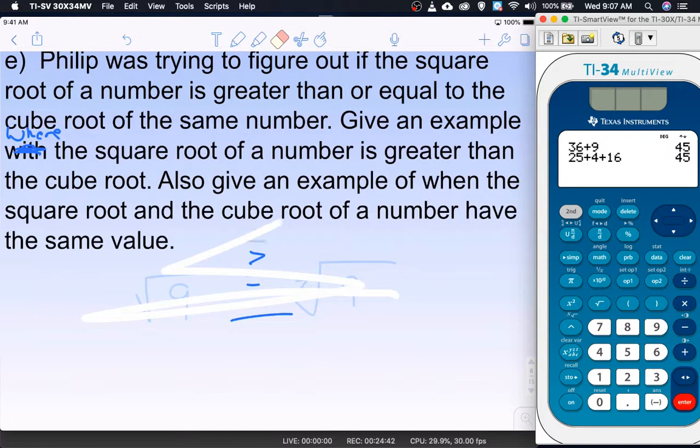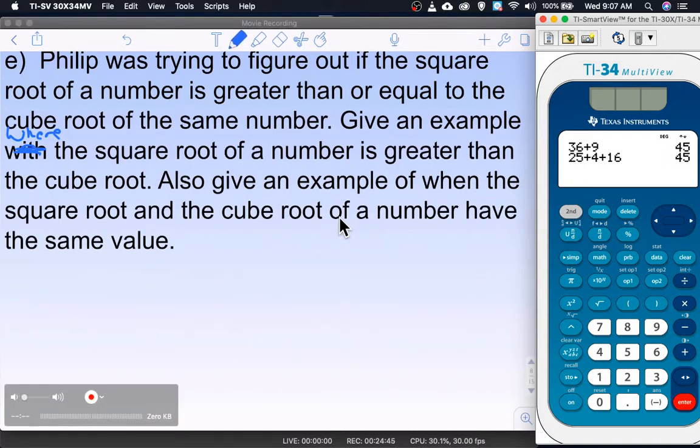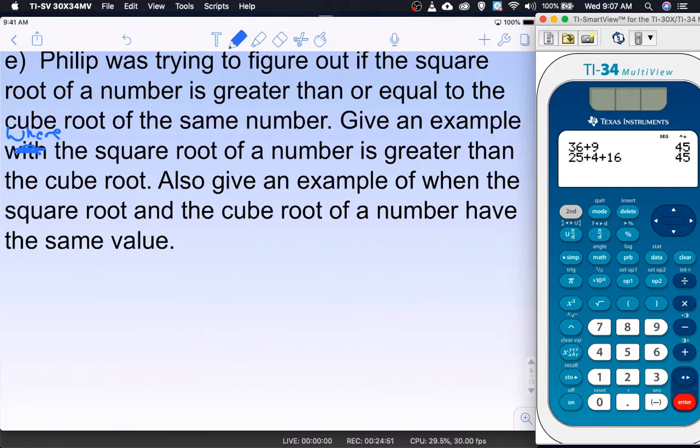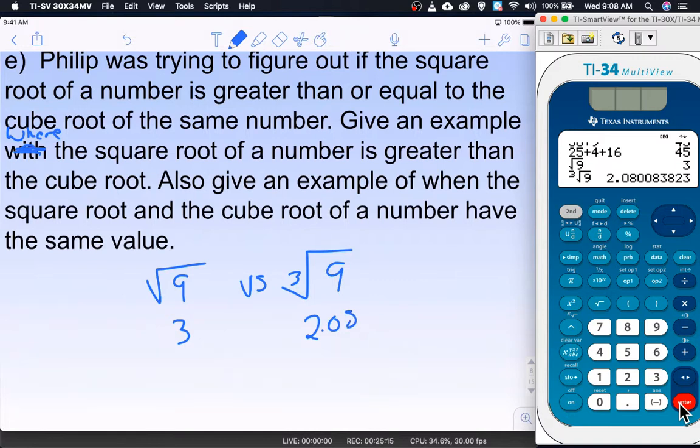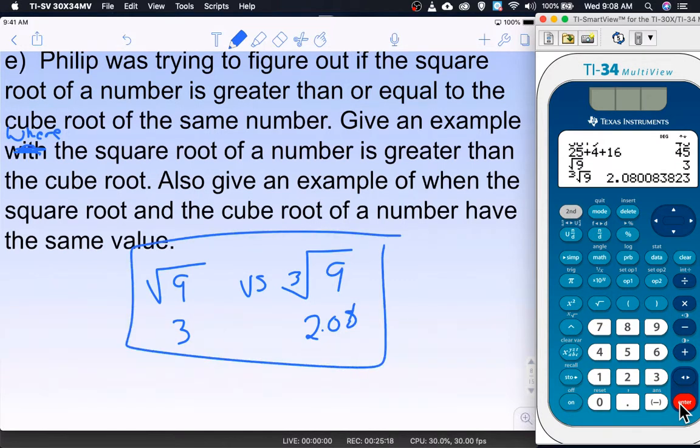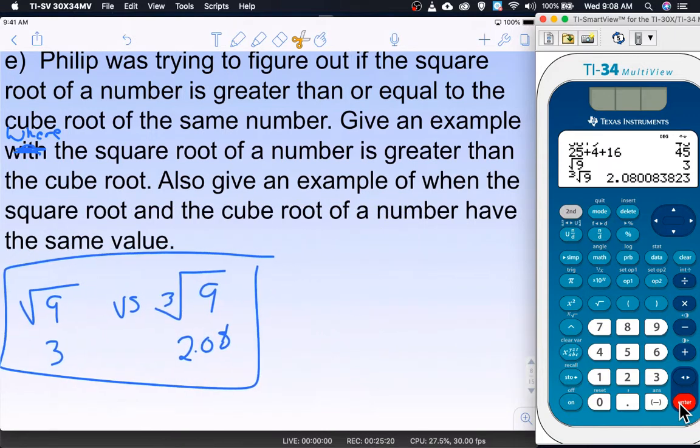So we want to find one example where the square root is bigger than the cube root. And that will happen almost always. If you pick any random number, square root of something versus the cube root of the same number, the square root's almost always going to be bigger. So if I pick that 9 I had a second ago, the square root of 9 is 3. The cube root of 9 is less than 3, 2.08. So there's an example that fits the first scenario, where the square root of the number was bigger than the cube root.